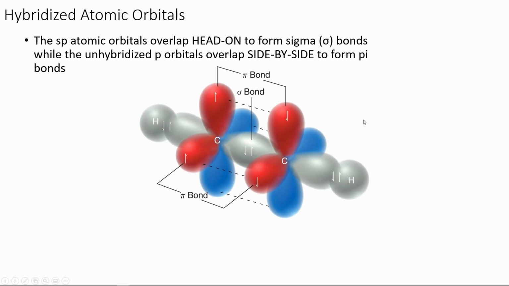When we look at the 3-dimensional geometry of this molecule, we're going to have 180-degree bond angles when we have sp orbitals. We have between the 2 carbons an sp-sp sigma bond. Between 1 carbon and a hydrogen, we have an sp-s sigma bond. And then we have 2 pi bonds, each formed by p orbitals.